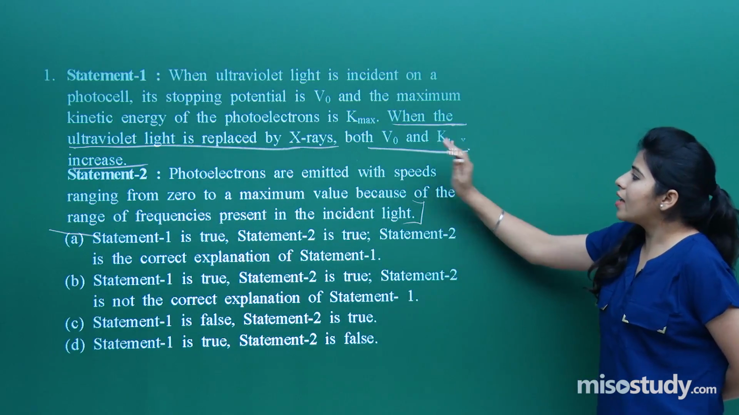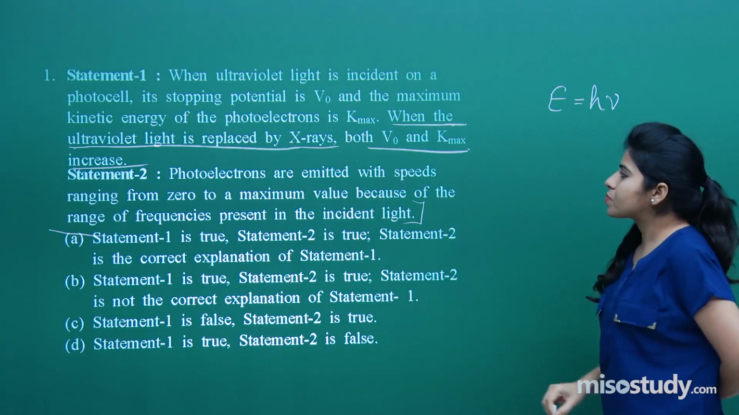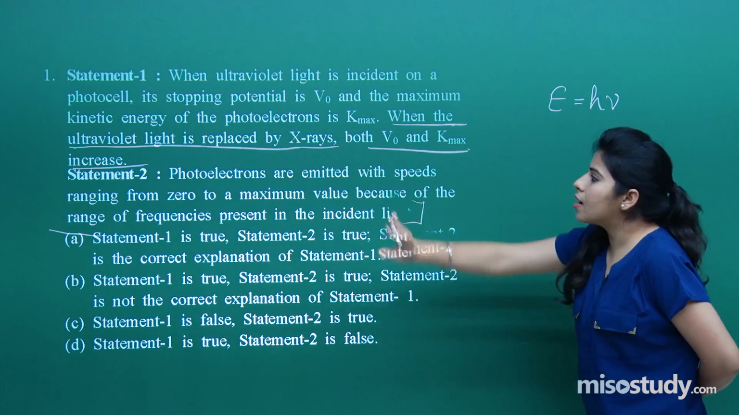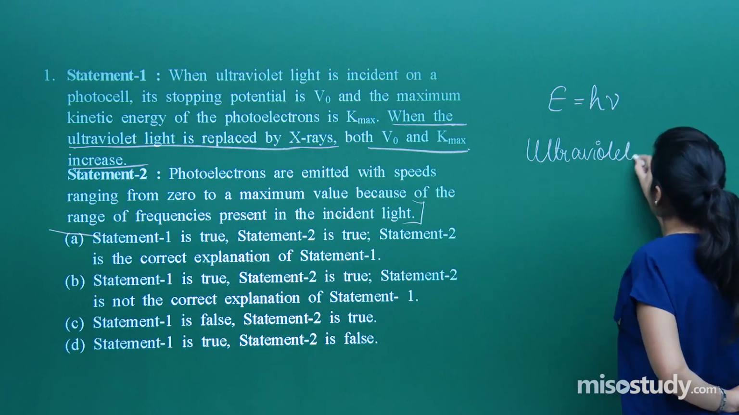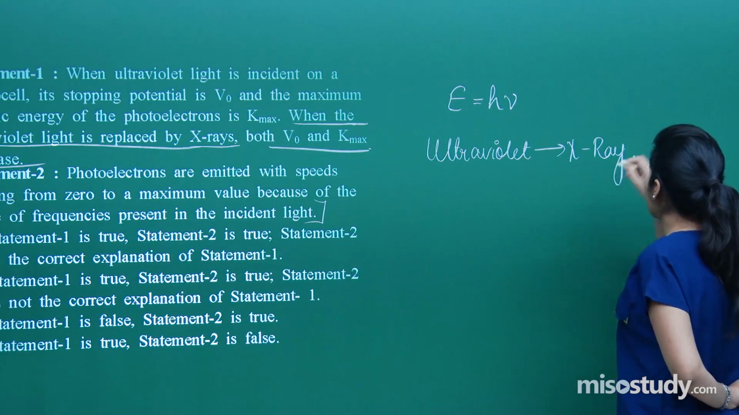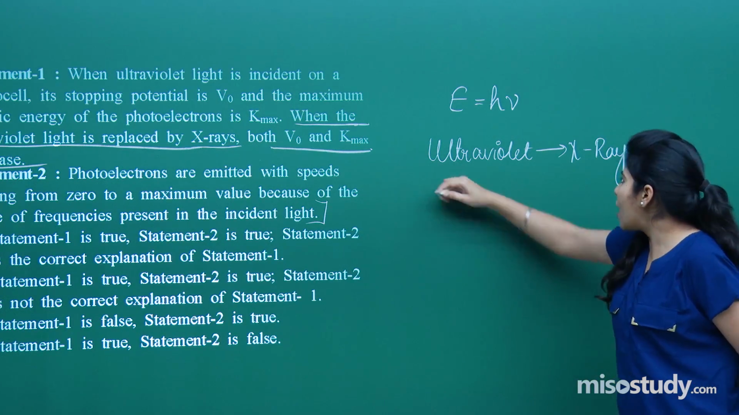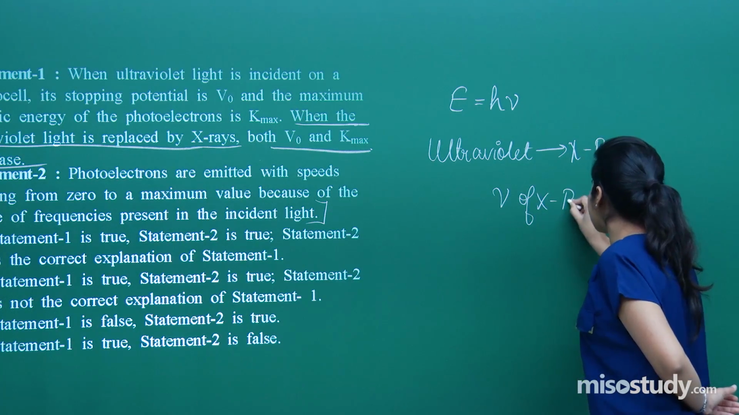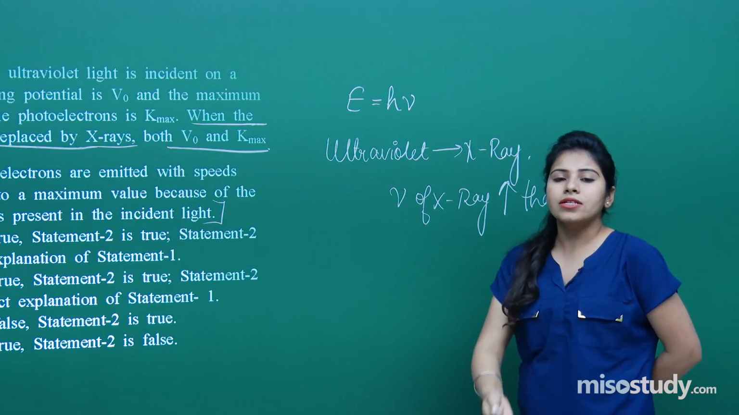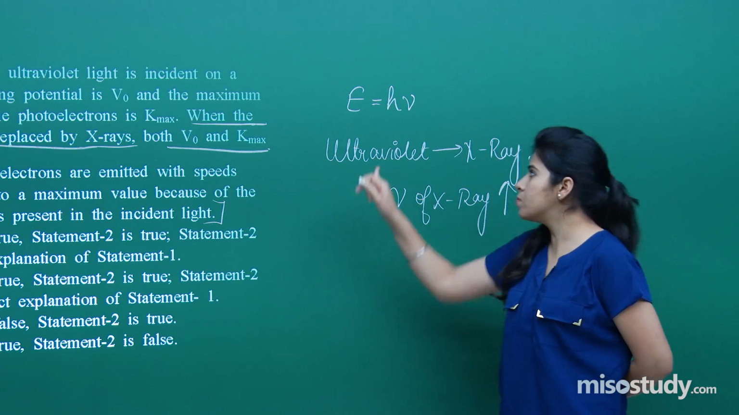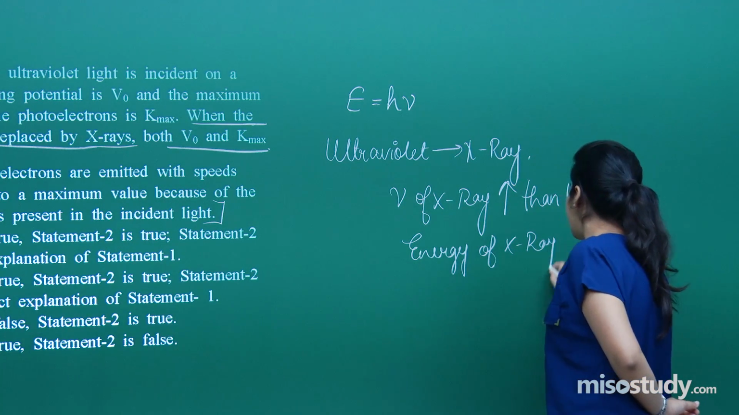Right now I can say that I have to proceed with this question using E equals h nu. In the case where I am changing the light from ultraviolet to X-ray, I can say that the frequency of X-ray is higher than that of UV rays. Now if the frequency is higher, it is quite obvious that the energy would be higher because E equals h nu. So we will say that the energy of X-ray will be higher.